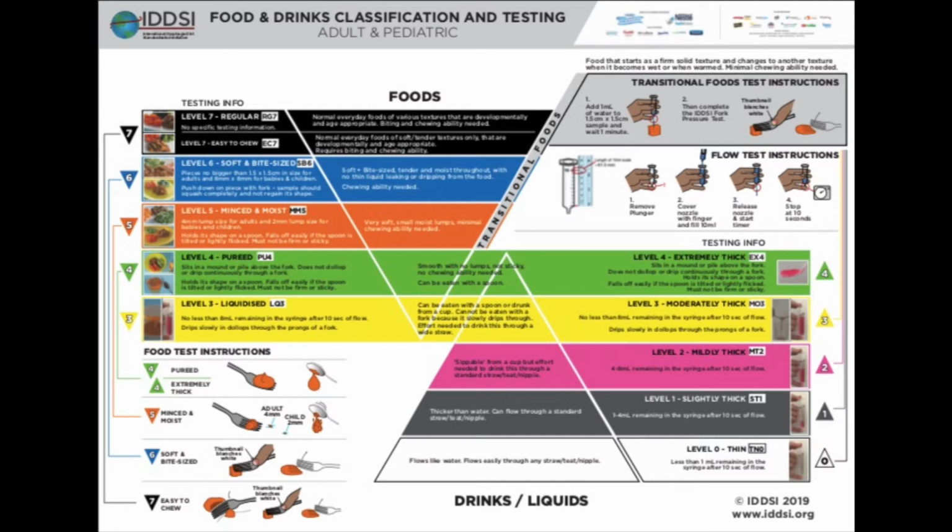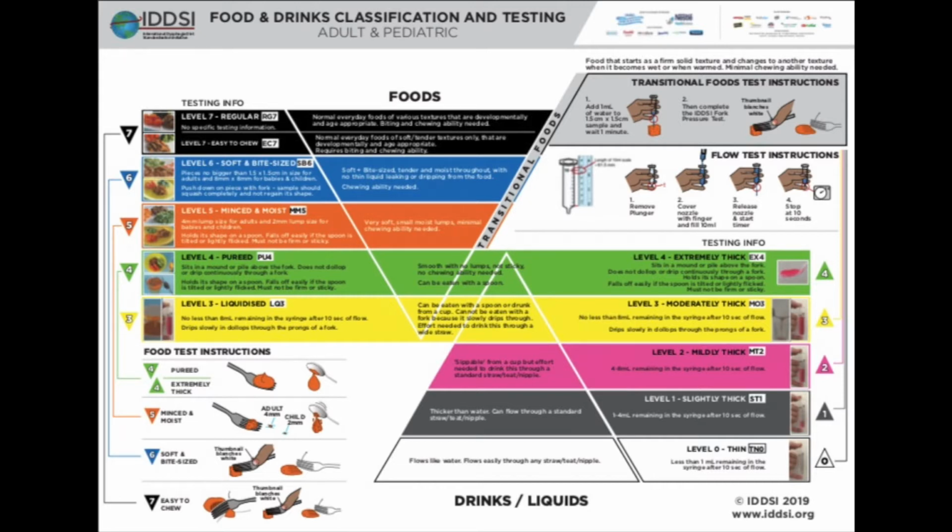So there are 2 different consistencies for level 7, which is the highest consistency. And level 7, you'll have the food consistency that is easy to chew. And these foods are normal, everyday foods of soft, tender textures only, and that are developmentally and age appropriate. These foods do require biting and chewing ability. So for the regular consistency, the foods, these are normal everyday foods of various textures that are developmentally and age appropriate. You do need biting and chewing ability as well.